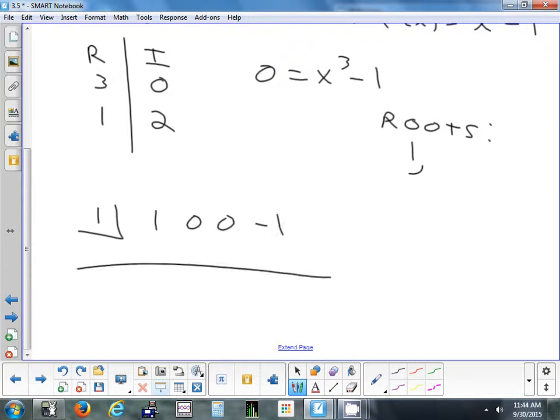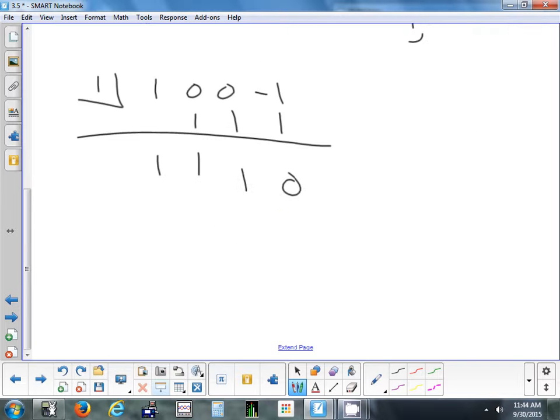So this is synthetic division. This is going to be real fast. Bring down your 1. 1 times 1. 0 plus 1 is 1. 1 times 1 is 1. 0 plus 1 is 1. 1, 1, 0. So now my quotient is x squared plus x plus 1.